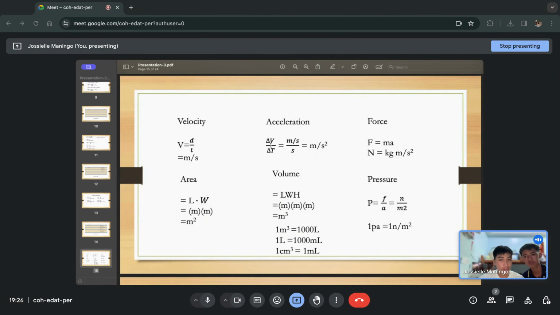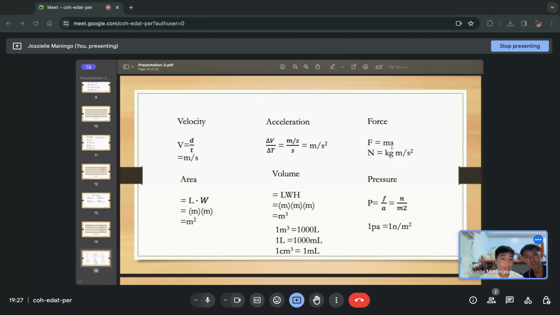Acceleration is the change of velocity, guys, delta, the change of velocity, over the change of time. The unit of velocity is meter over second, and the unit of time is second. Dividing gives us meter per second squared.